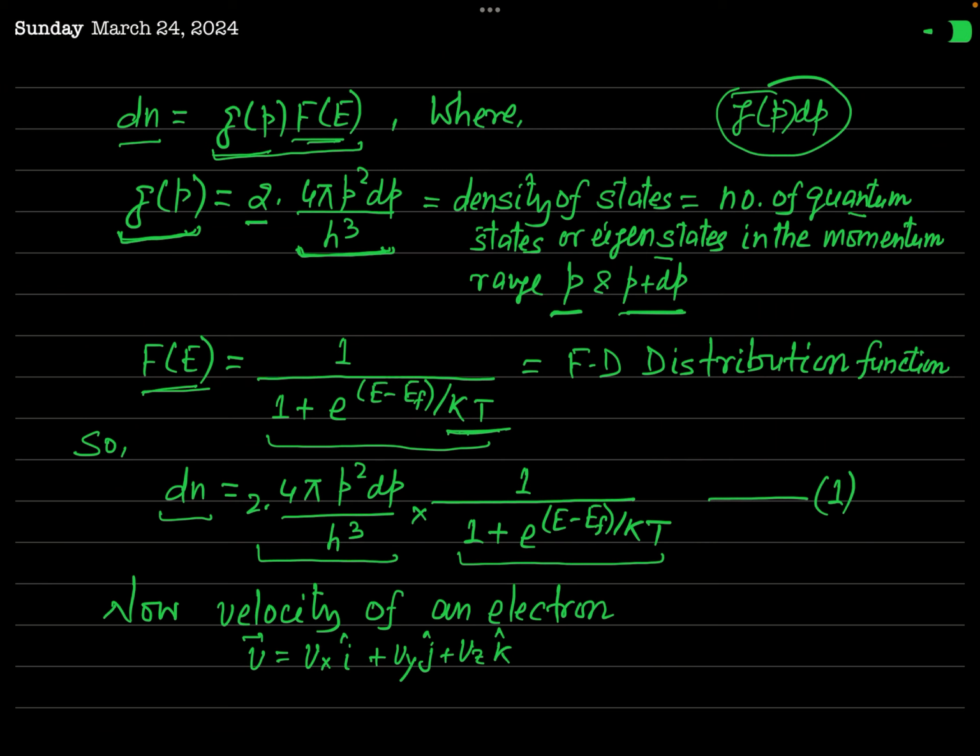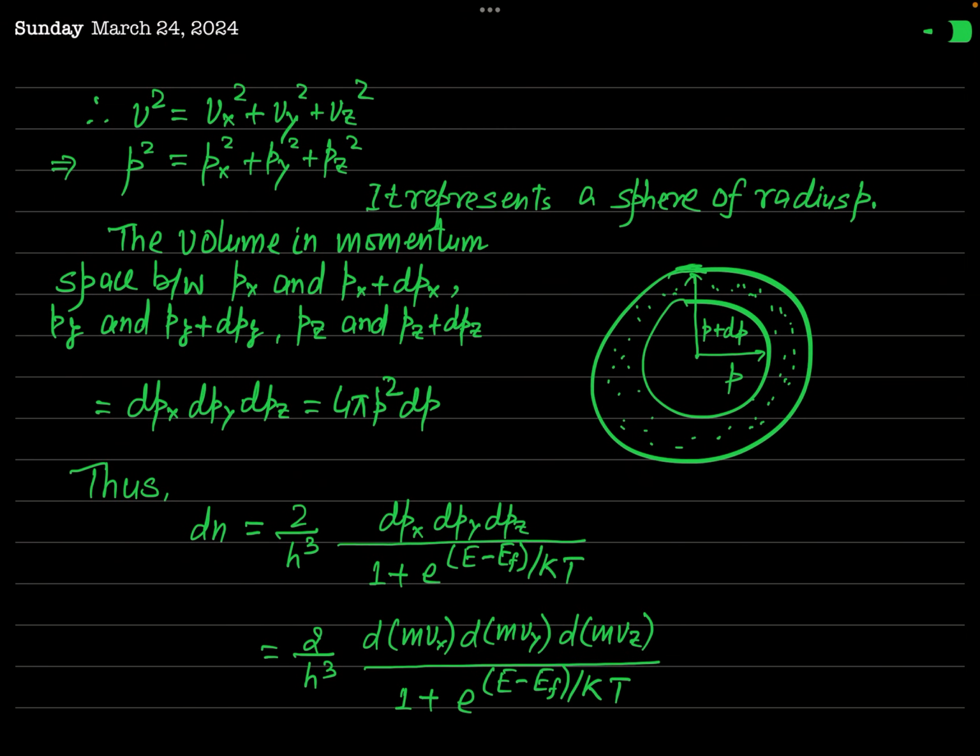Now our aim is to express this 4 pi p square dp, which is actually an elementary volume in momentum space, in terms of the velocity components of the electron. How can we transform it in terms of components of velocity? Let us see. If we consider that v is the velocity vector of our electron, and vx, vy, vz are its components in the x, y, z directions, then v is simply equal to vx i plus vy j plus vz k. And so the square of its modulus will be vx square plus vy square plus vz square.